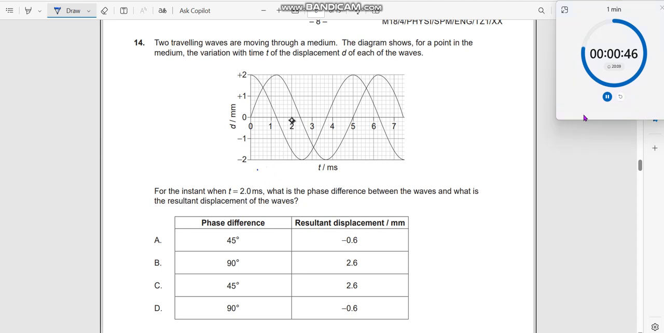What do you mean by 2 milliseconds? It's at this point. Okay. What is the phase difference between the two waves and what is the resultant displacement of the waves? See, phase difference remains constant throughout the waves. Otherwise, the distance between the two waves will not remain constant.